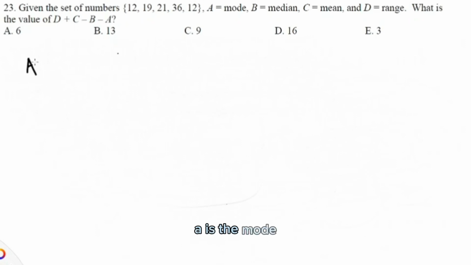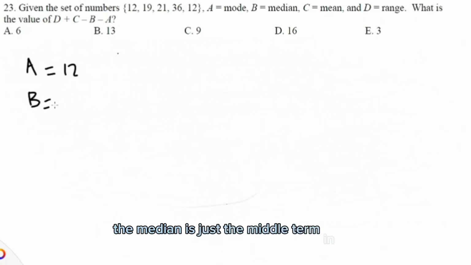A is the mode. And the mode is just the term that repeats the most amount of times. So in this set, 12 repeats twice, which is more than any other number. So 12 is our mode. Next, B. B is the median. The median is just the middle term in the set of data when organized from least to greatest.